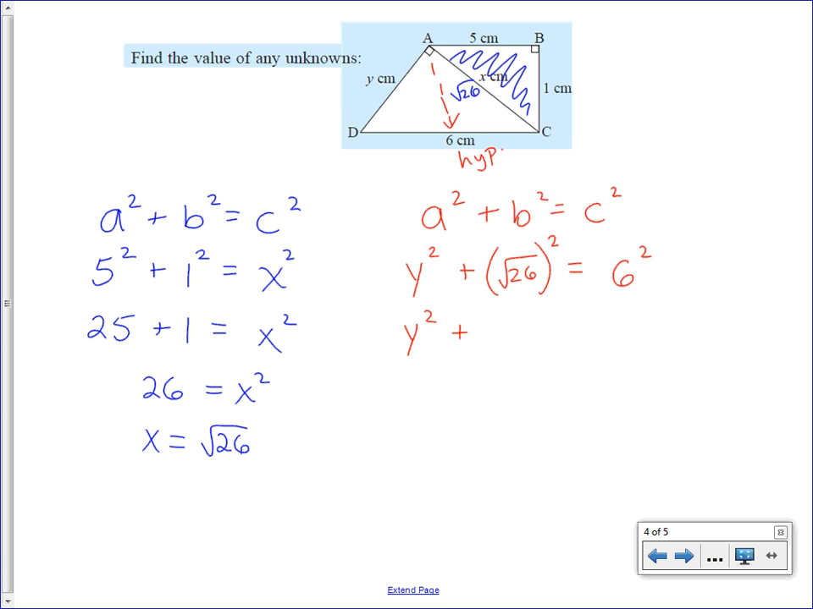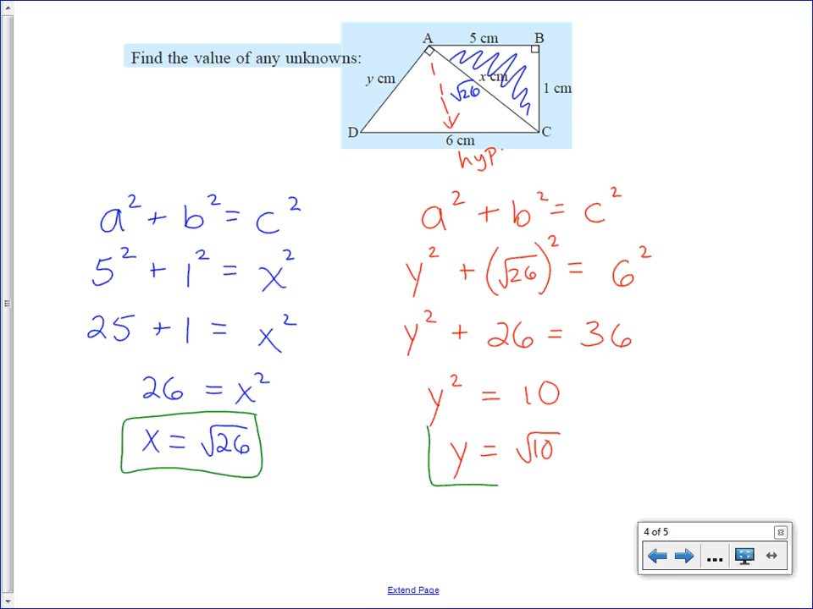The square root of 26 to the second power, the root just lifts off, and 6 to the second power is 36. Subtract 26 from both sides. y squared equals 10, so y equals the positive square root of 10, which cannot be simplified either. So these are the answers for x and y in simplest radical form.